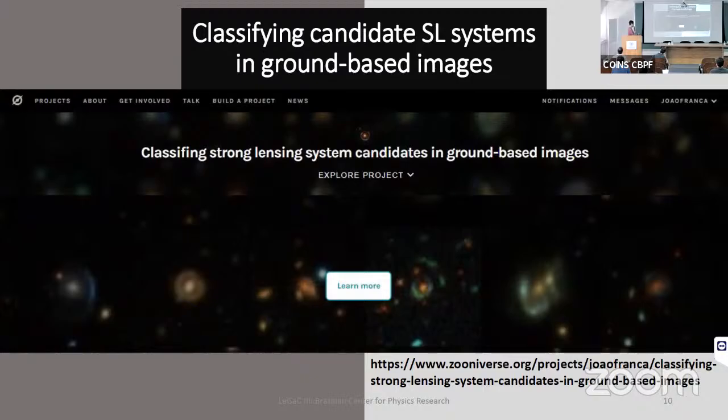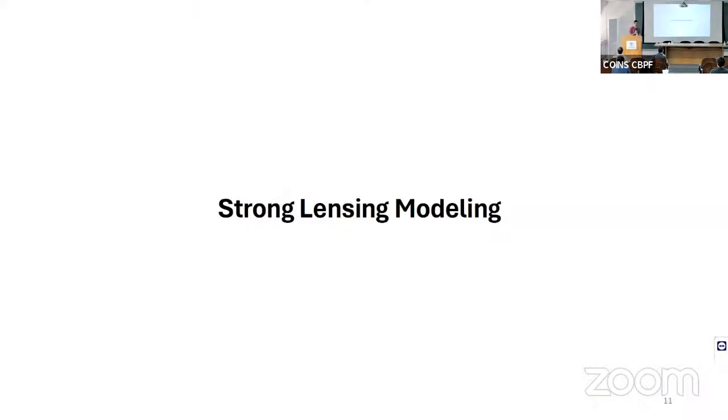Okay, so I will give you more details on the classifications on Thursday, as I will also have a hands-on. Okay, so speaking on the modeling.